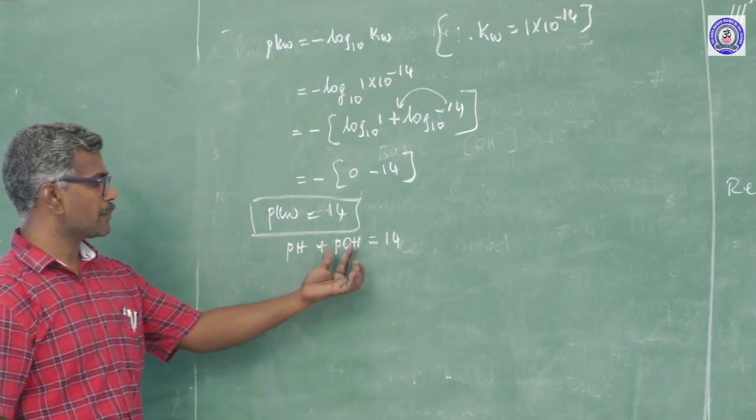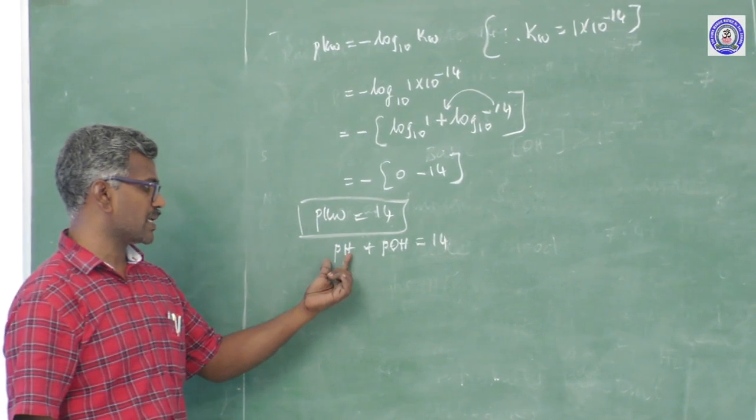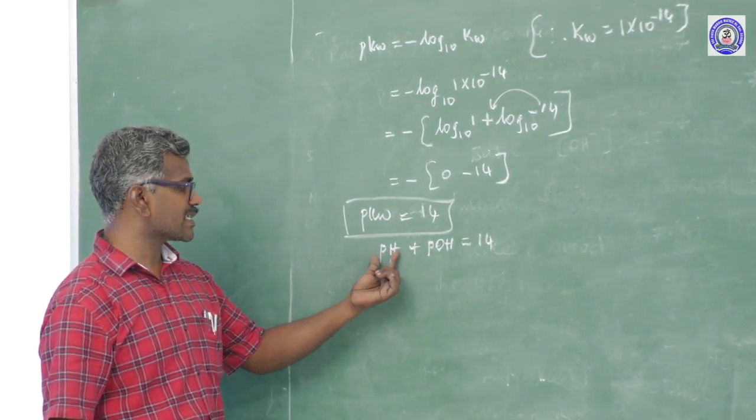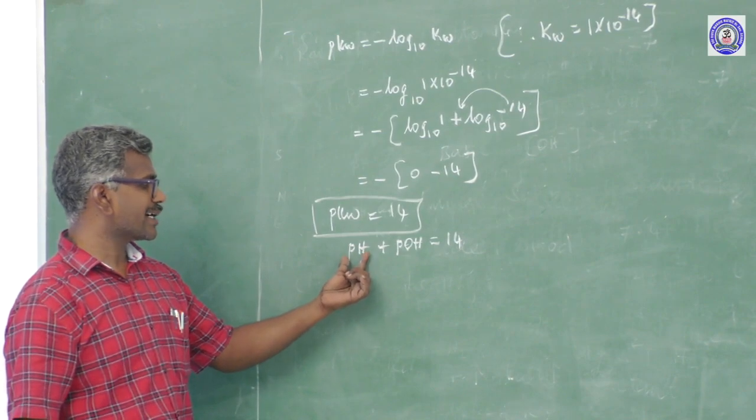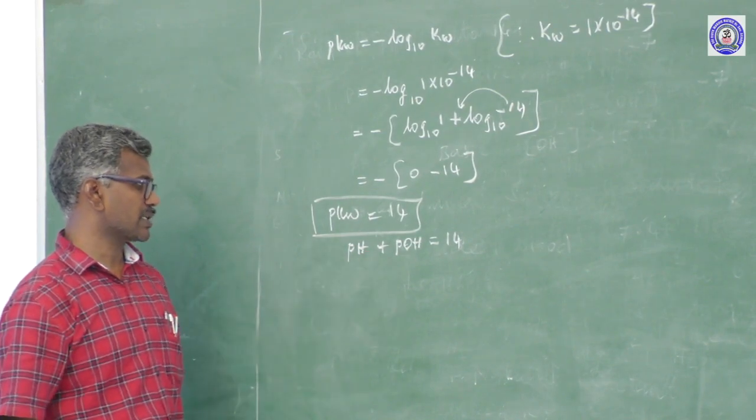Knowing the value of pOH, we can find out the pH. If the pH value is less than 7, it is acidic; equal to 7, neutral; greater than 7, it is a basic mixture.